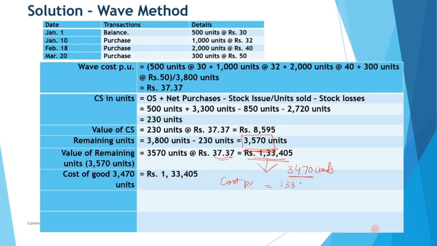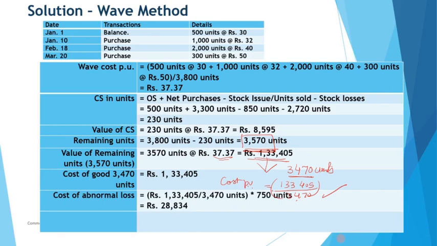In a way, cost per unit now is updated. So 133405 upon 3470. So you can calculate cost per unit. Multiply this with 750 units to calculate cost of abnormal loss, and multiply this with 2720 units which are issued. Okay, so this is how we consider the valuation or adjustment of normal and abnormal losses under periodic system. I hope this is clear to you. You can practice a few questions on this.